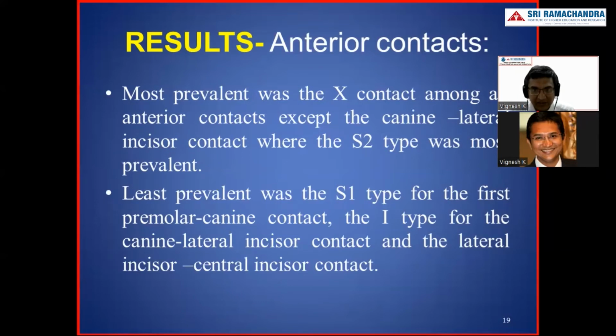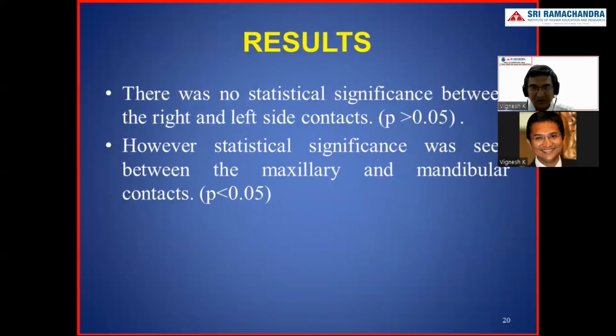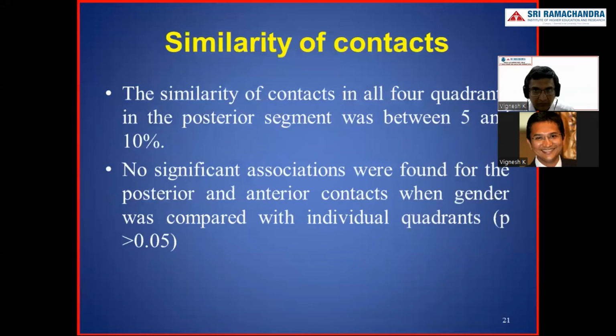The least prevalent was the S1 type for the first premolar canine contact, the I type for the canine lateral incisor contact, and also for the lateral incisor, central incisor contact. There was no statistical significance between the right side and the left side of the contacts. However, statistical significance was seen between the type of contacts between the maxillary arch and the mandibular arch.